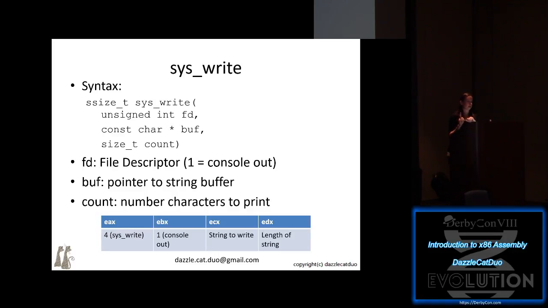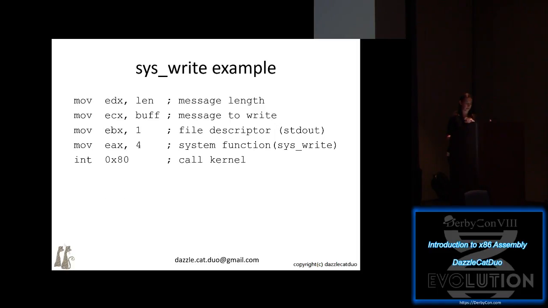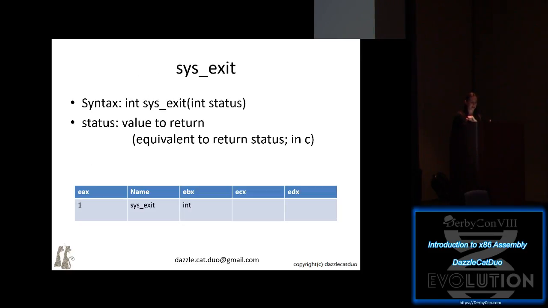In the EBX, I put a 1, which is telling it to write out to the console. So this will write out to a terminal. In ECX, I'm going to put the string I want it to write. And in EDX, I put the length of the string. So an example of that would write out to the terminal. And then the int 0x80 is the thing that says, all right, Linux kernel, do what I just asked you to. So an int 80 is how you actually invoke the kernel. The sys_exit is the other one. So if you want to actually exit cleanly from your application, you don't want your assembly to just stop.